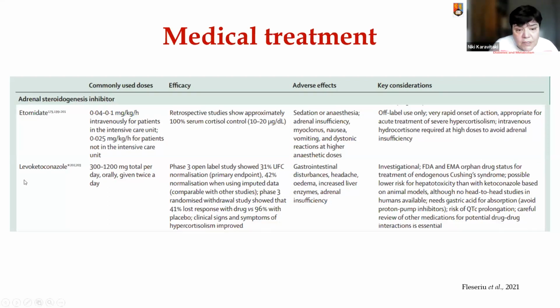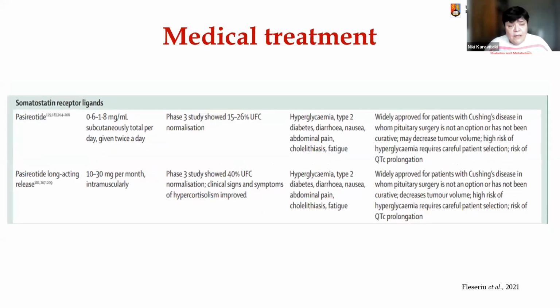Levoketoconazole is also described as another new drug. And another family is the somatostatin receptor ligands. We have pasireotide, for which various studies have shown, especially for the long-acting release, 40% normalization of the urinary free cortisol, mainly in less severe Cushing's. The side effects we are all aware of are the abnormalities in the glucose metabolism. And a key consideration is that it can decrease tumor volume. So that's something we take into account.